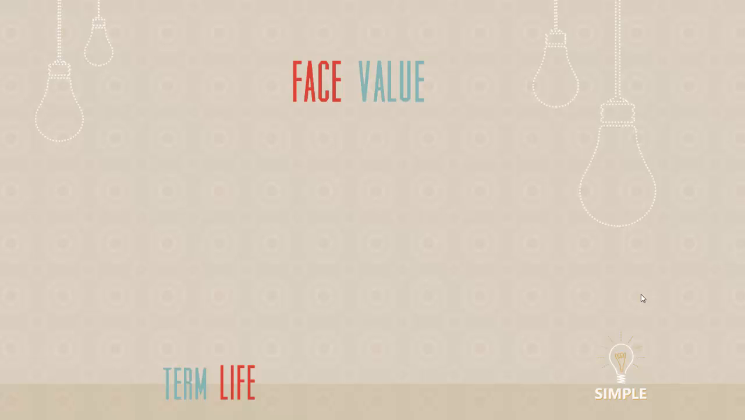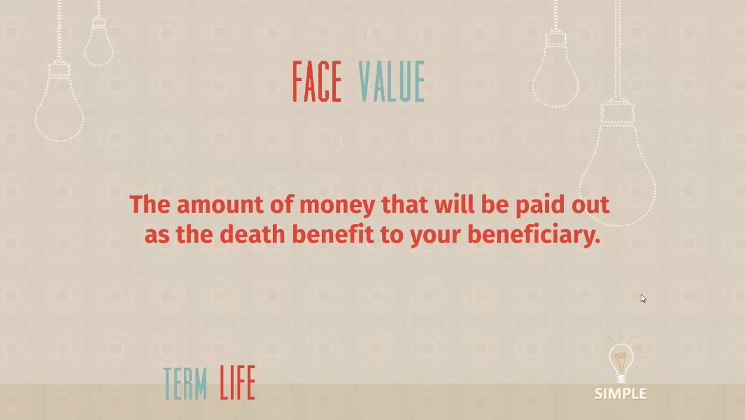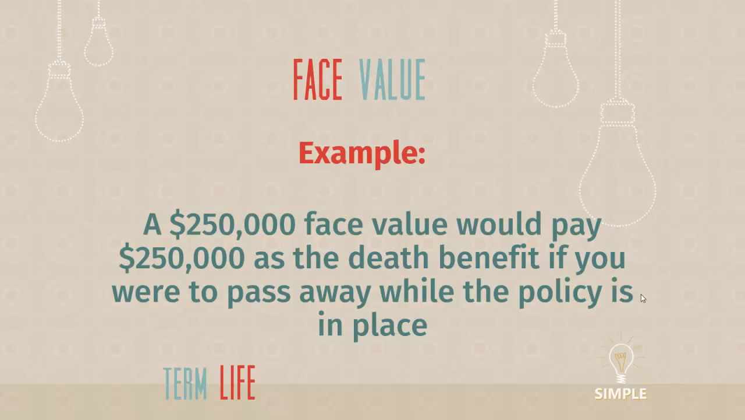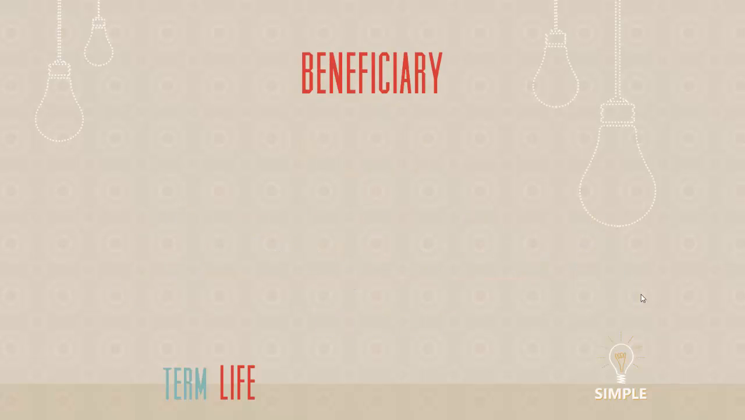This is the other part of your term life policy. The face value is the amount of money that will be paid out as the death benefit to your beneficiary. So it's the amount of money you choose that will be paid by the life insurance company to your beneficiary. So a common example is a $250,000 face value would pay $250,000 as the death benefit if you were to pass away while the policy is in place. So you have the term, the period of time that the price won't change, and the face value, which is how much will actually be paid out in the case of your passing.